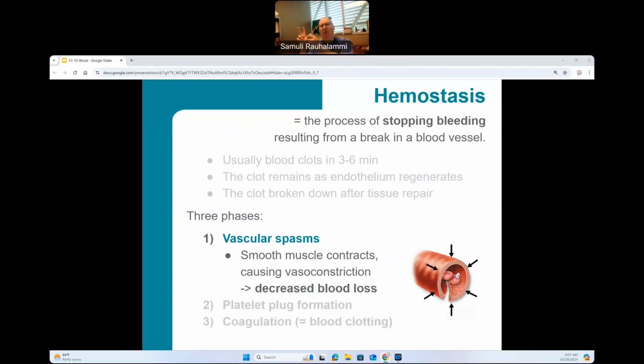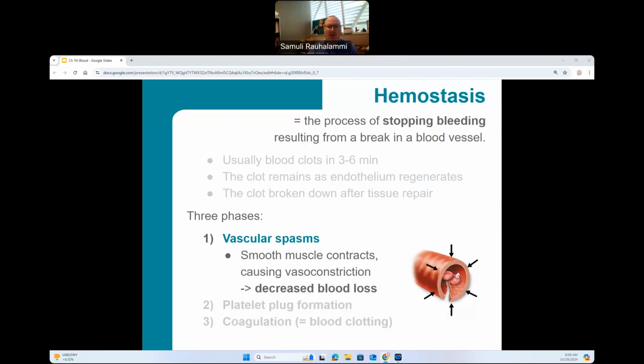We're going to start with vascular spasm taking place. This is the immediate response to a blood vessel injury. And here what we're seeing is vasoconstriction causing the blood vessel to spasm. This spasm will narrow the blood vessel, which in turn will decrease the blood loss at that site. So that was our first stage of responses.